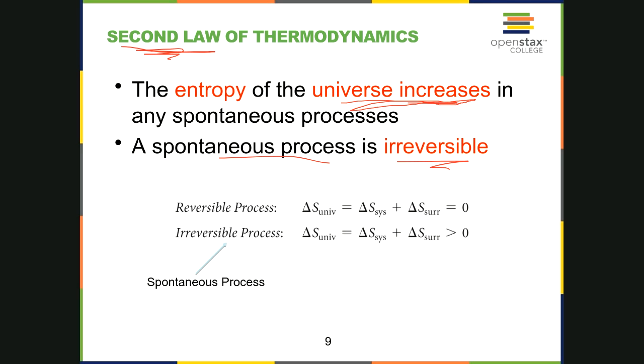We've got a math consideration down here, the same thing. For a reversible process, if you're comparing the system and the surroundings, if you put them together, they're going to cancel each other. It's going to go to zero. But on the other hand, if it's an irreversible process, then that total is going to be a number greater than zero.